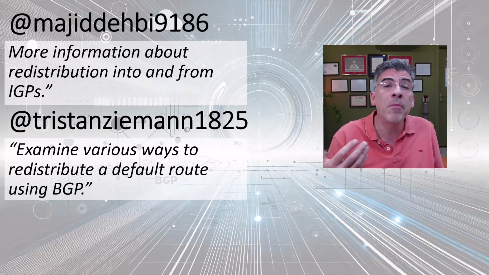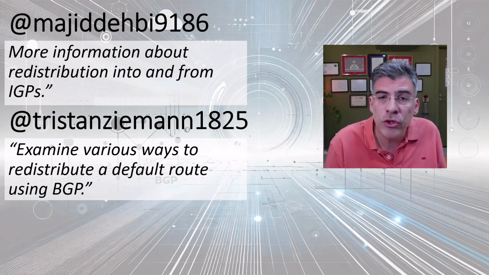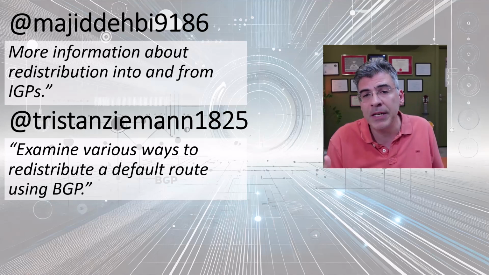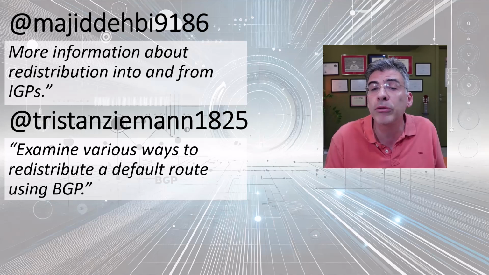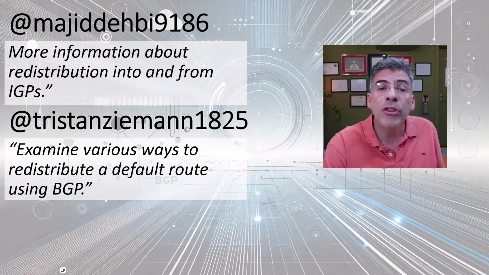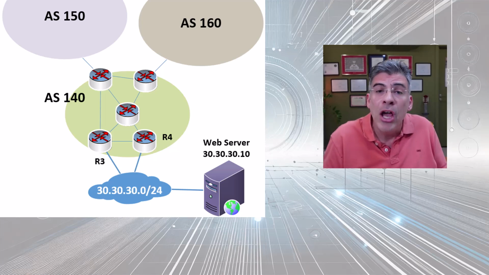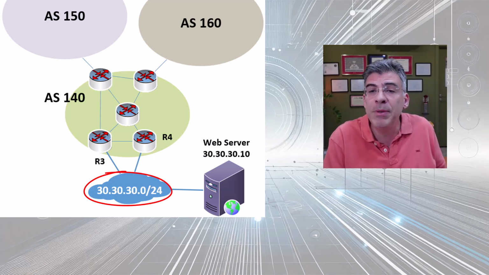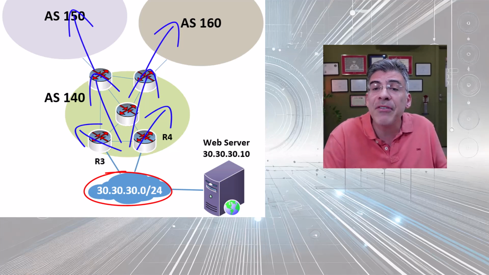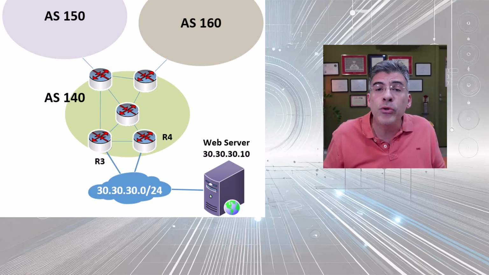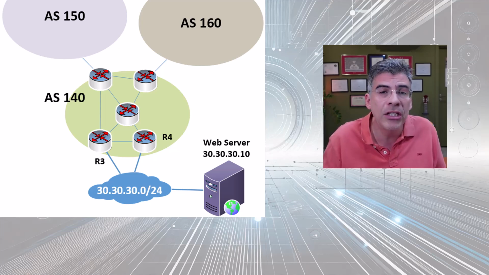Now, the next question comes from these two users, and they're asking for some more information about redistribution into BGP from IGPs, as well as suggesting that we examine various ways to redistribute a default route using BGP. Now, the role of redistribution for BGP is an important one. Within each AS, we have routes that we need to inject into BGP so that they can be advertised beyond the local AS. These can be advertised in one of two ways, either by using the network command under the BGP configuration mode, or by redistributing into BGP.